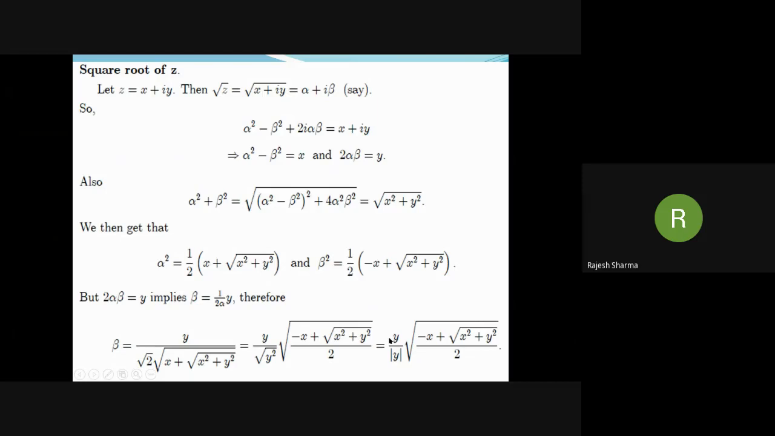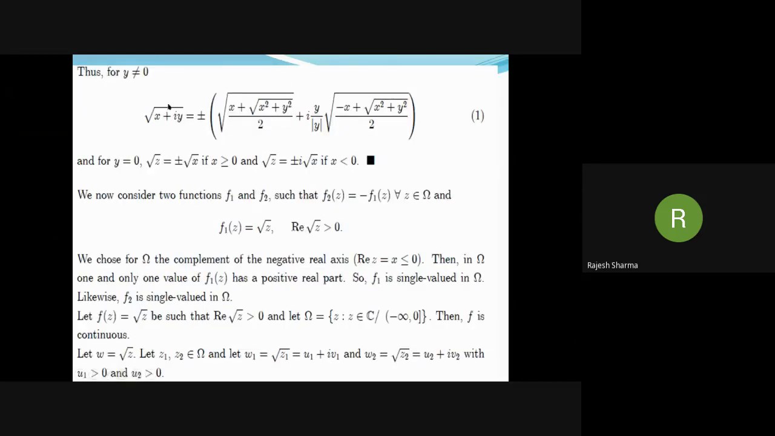So what we have for y not equal to 0, root z is plus minus under root of x plus under root x square plus y square by 2, plus iota y over mod y under root of minus x plus under root x square plus y square by 2. And for y is equal to 0, we have root z is equal to plus minus root x when x is greater than or equal to 0.